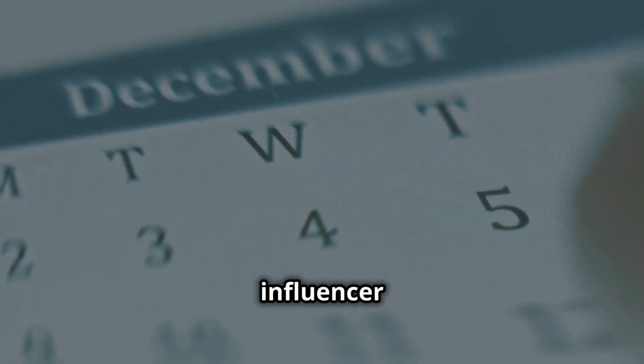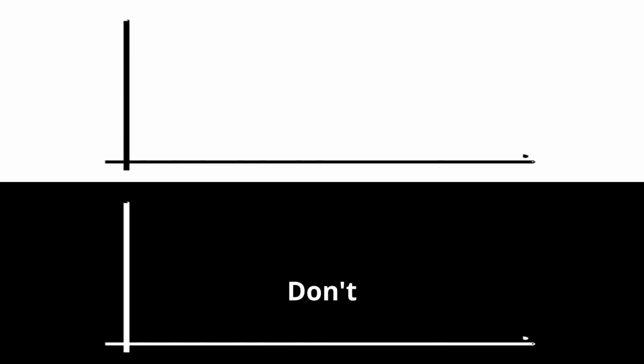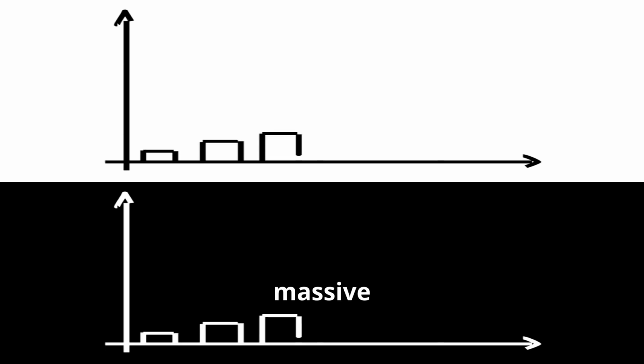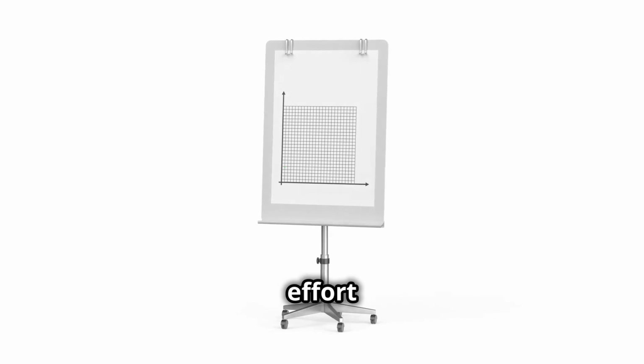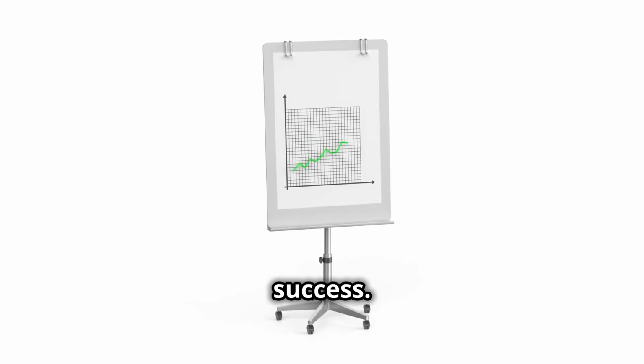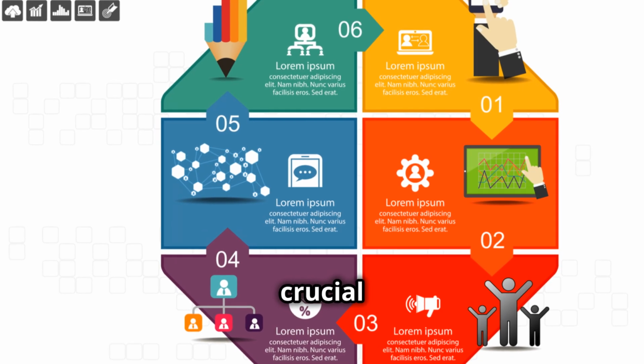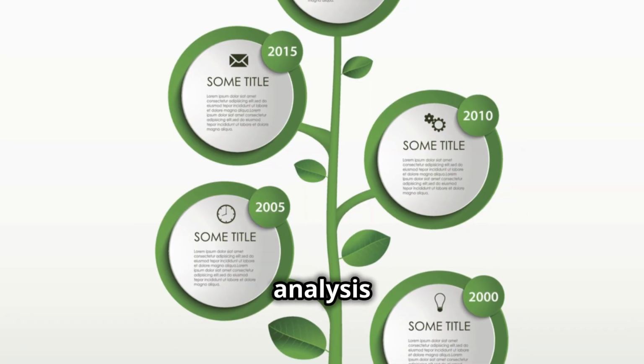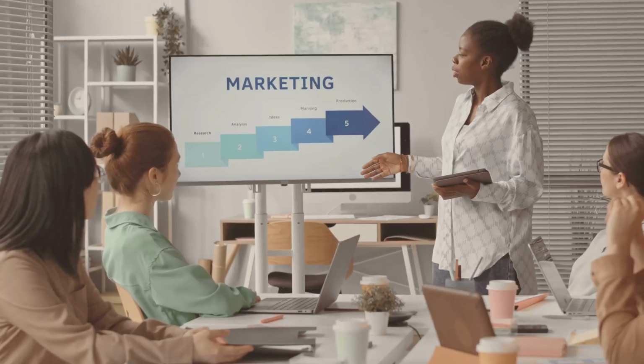Remember, influencer marketing is a long game. Don't be discouraged if you don't see a massive ROI right away. Consistent effort and data-driven optimization are key to long-term success. Now let's dive into another crucial aspect of campaign analysis: monitoring long-term effects.